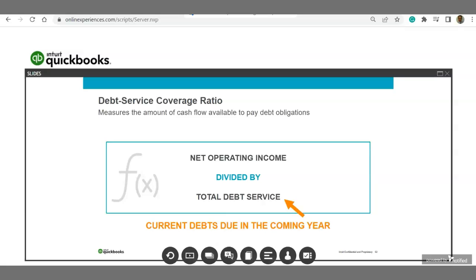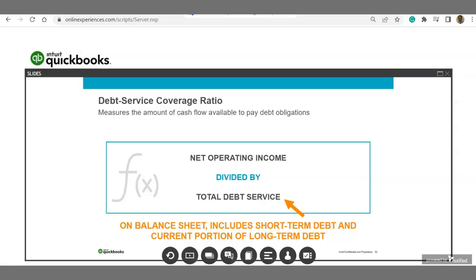So on your balance sheet, look for the current liabilities section. And if you have long-term liabilities, see how much of that is due in the coming year. Lots of people journal that next 12 months up into the current liability section. So that's your total debt service. All right, so net operating income divided by total debt service.